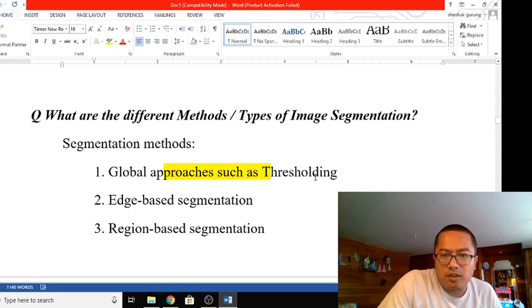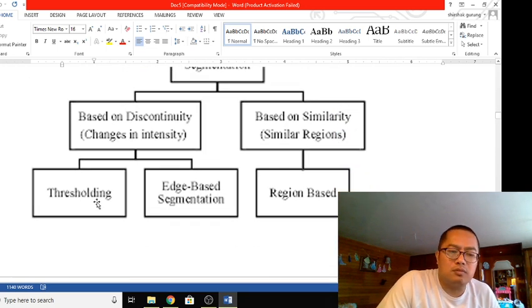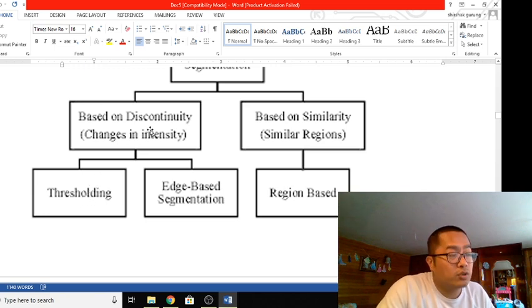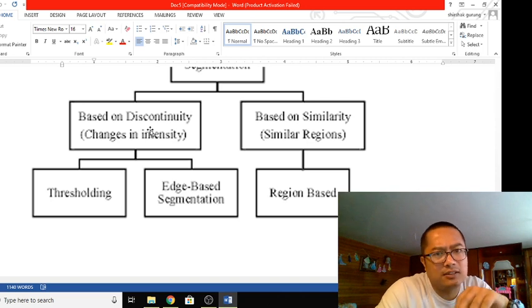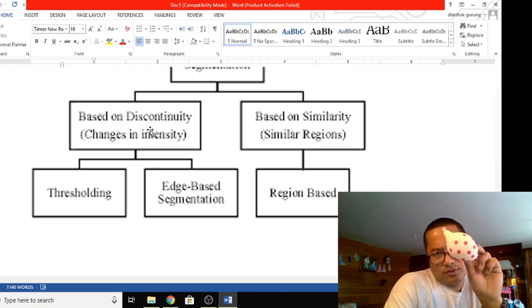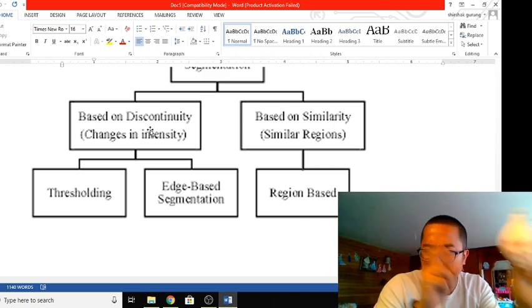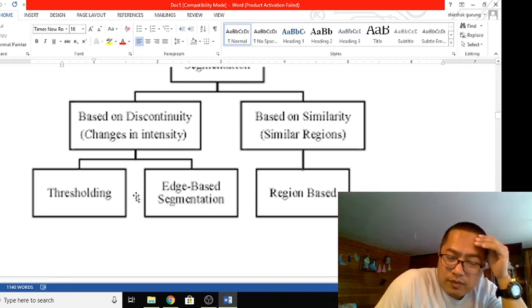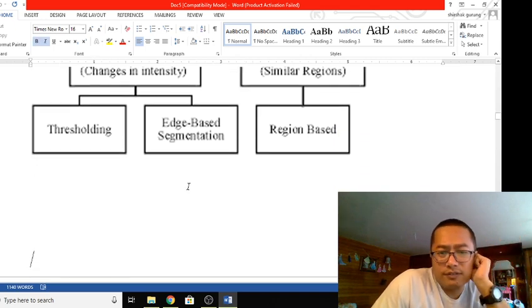So what is thresholding? In our previous slide, thresholding means all the algorithms that belong to the thresholding family segment images based on discontinuity. They are looking for discontinuous pixels. The algorithm is running, checking pixel by pixel, and seeing where the maximum discontinuity is. For example, like I said, this balloon: if you're at this red dot, you check where the discontinuity comes. Wherever the discontinuity comes, that becomes your threshold. Edge based is also dependent on discontinuity. Region based is based on similarity. So these are the different kinds of methods.